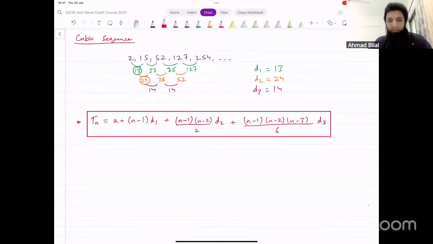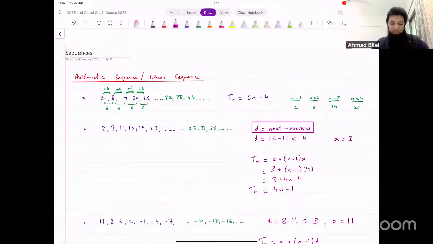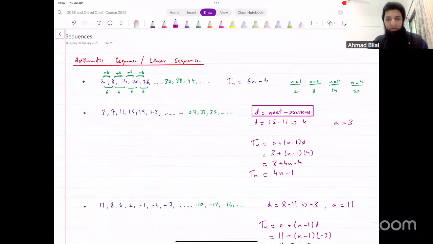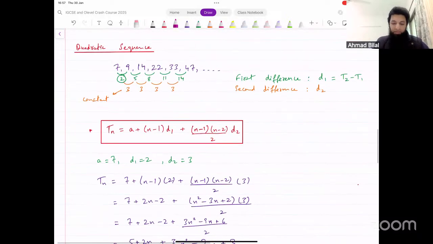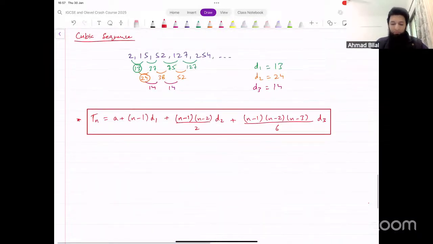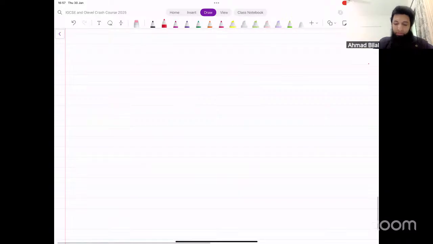Now, this is the third type of sequence that you can have. We've talked about 3 sequences until now. Arithmetic sequence, which is also known as a linear sequence, or a quadratic sequence. This you definitely must know. And then a cubic sequence, which is just something that it's good to know in case they end up testing that, because it's part of the syllabus.